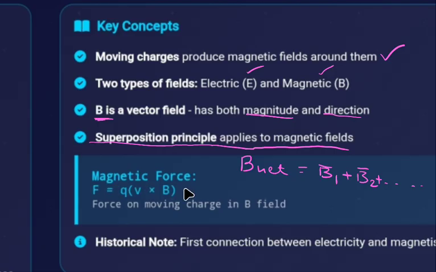Next, the magnetic force is always equal to q(v cross B). That means only a moving charge experiences a magnetic force. Force is exerted on a moving charge. Suppose the charge is at rest, then there is no magnetic force acting on that charge.